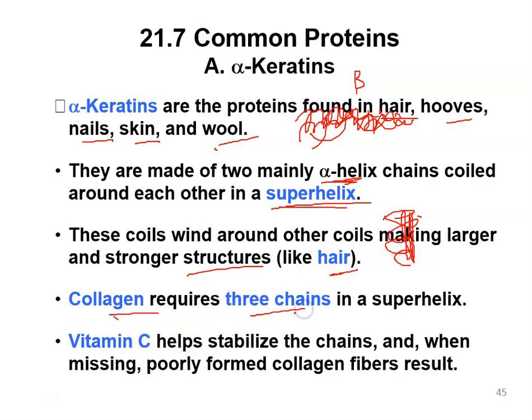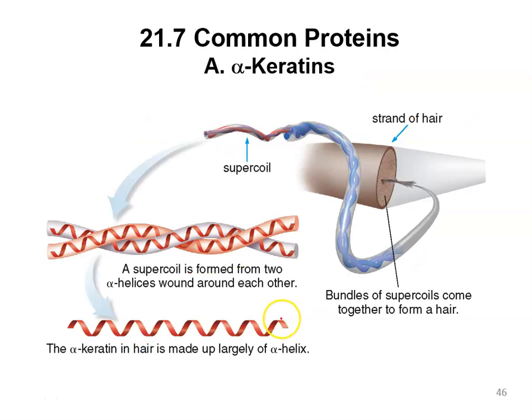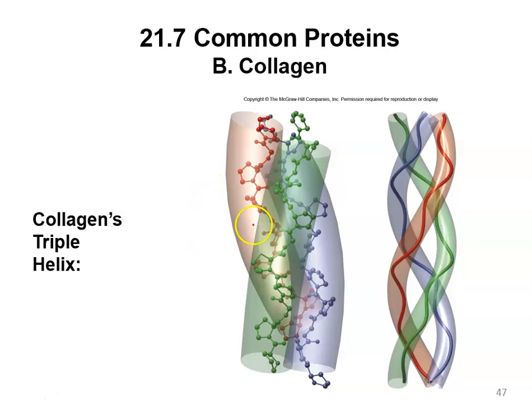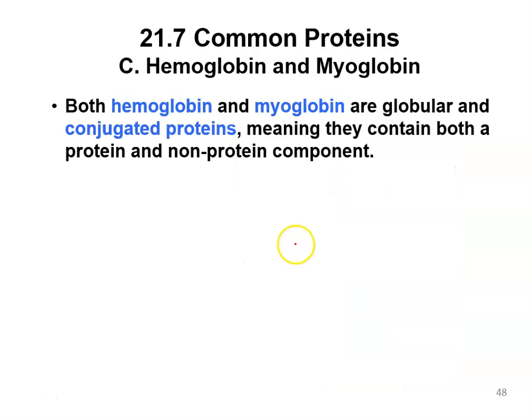Collagen is just three chains of superhelices. Vitamin C helps stabilize these chains, and when it's missing, you have a poorly formed collagen fiber. So why is vitamin C so important? So here is keratin, just to give you an example: alpha helix coiled on top of another alpha helix coiled on another one. Here's collagen, which is three alpha helices bound onto each other. So it's a coil of coils. You can look at it like that. Myoglobin and hemoglobin are very well-studied proteins.